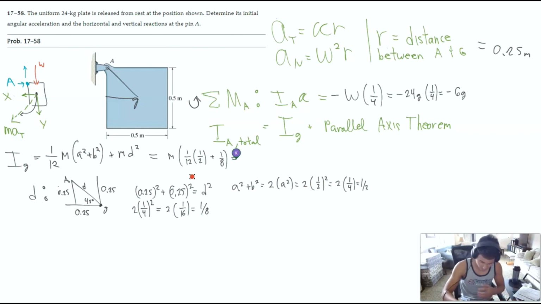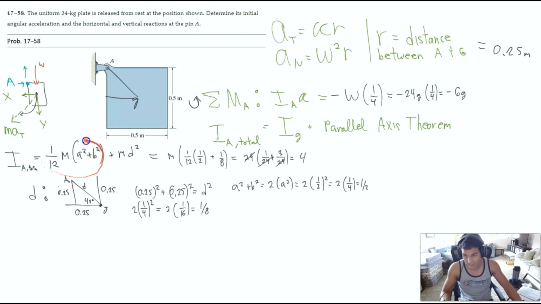Okay, so what do you have? You're going to have mass times 1/24, plus, and I'm going to write 1/8 as 3/24. Okay, and then look, mass is 24 itself. So I'm going to erase m and write 24. As you can see here, this cancels, so we just get 4. Let me write, instead of IG here, IA total. This here is IG, and then right here is the parallel axis theorem being involved in it. So we get 4. That's a really nice answer.